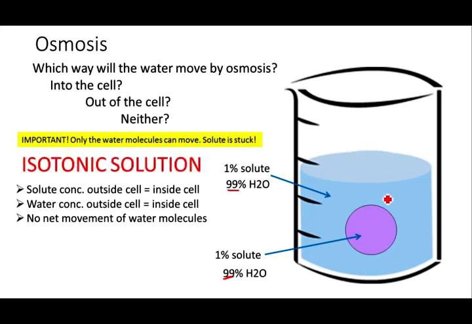It doesn't mean no water is moving across the cell membrane at all, because remember, the water molecules are bouncing around, and some will go across. But the same is happening inside the cell, and an equal amount will go out. So this is equilibrium, right? Equal amount on either side. That's isotonic.